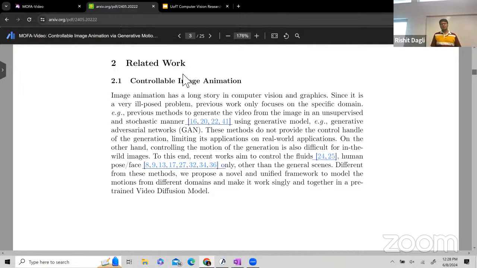For example, when you're dealing with the MNIST data set, there are 10 classes. So this is what class means here in class control. There are different ways to control the input to the video generation pipeline: text control and class control. Recent works only control a few objects like fluids and human hair because they're easy to animate. And MOFA-Video uses different and possibly more domains and uses a pre-trained video diffusion model.